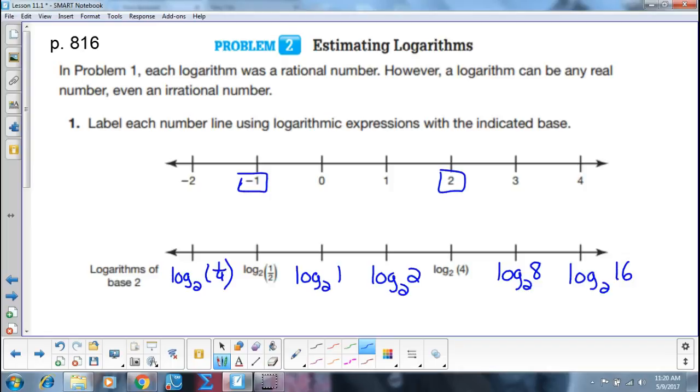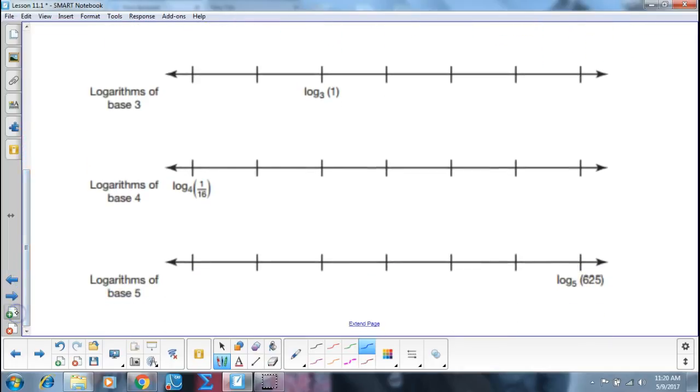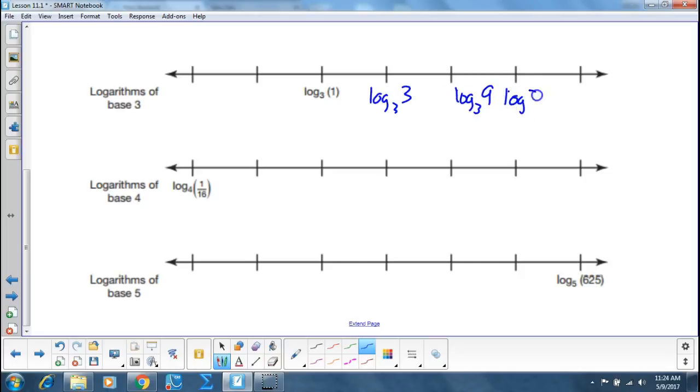Okay? Your job now is to fill in log base 3, log base 4, and log base 5 in the number line. Go. So, start in the middle. Log base 3 of 1. So then the next one to the right would be log base 3 of 3. Next one would be log base 3 of 9. Next one would be log base 3 of 27.